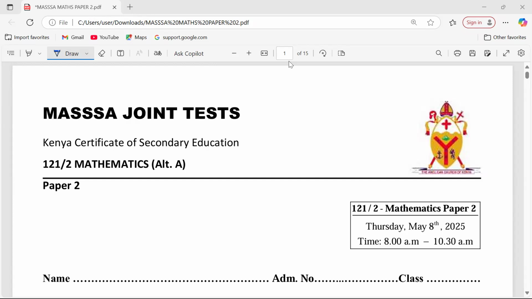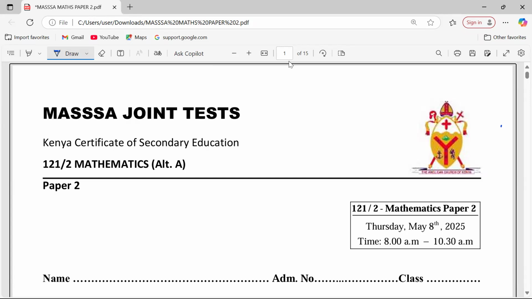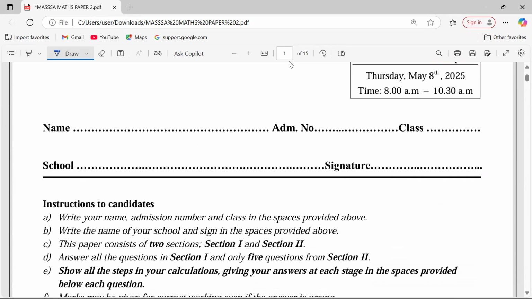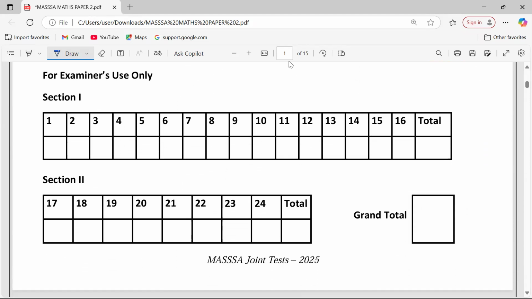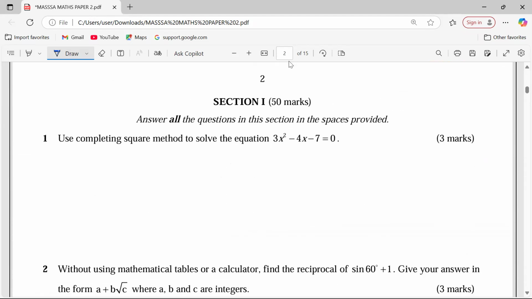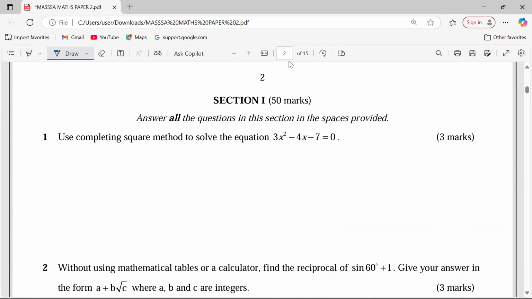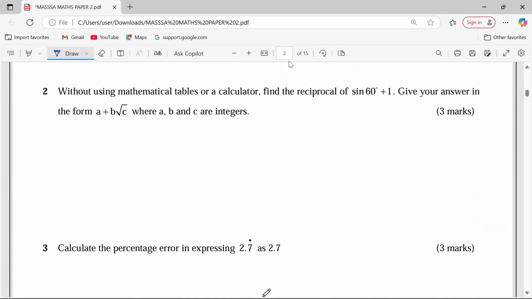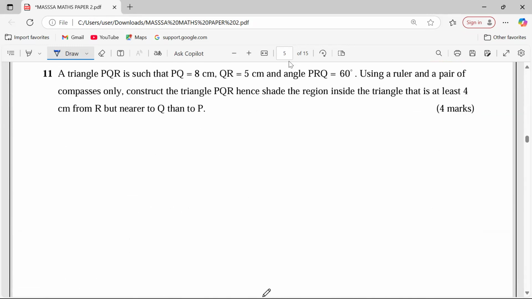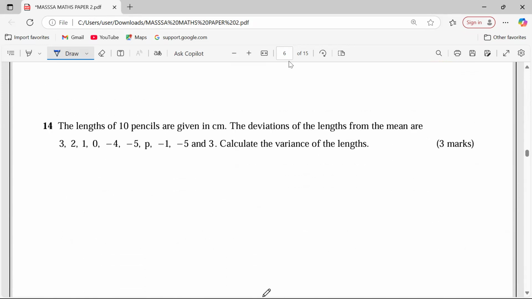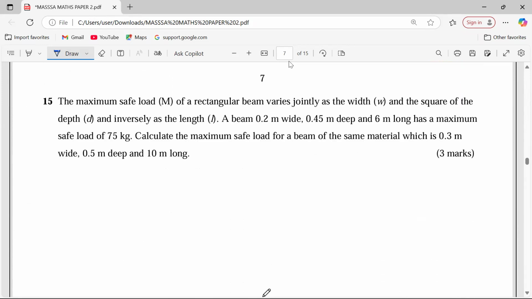We're going to discuss the Masssa Joint Tests 2025. This is a paper which has been designed by a group of examiners to help students prepare for the KCSE 2027. This time round, we're going to focus on section 2 of this exam. It's my hope that as we discuss section 2, you are going to benefit from the program.